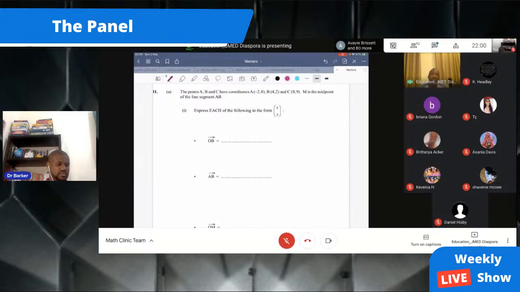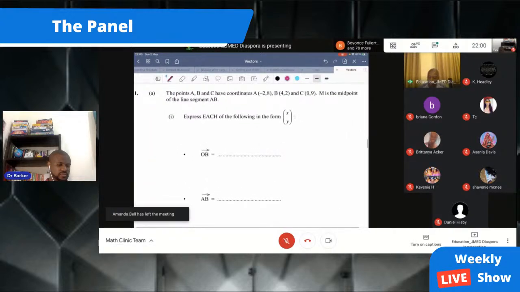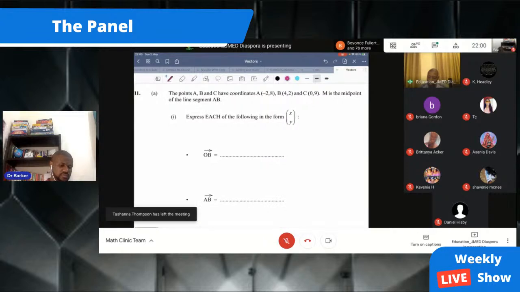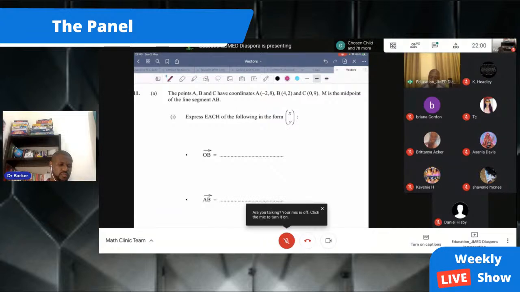The points A, B, and C have coordinates A being -2, 8, B being 4, 2, and C being 0, 9. M is the midpoint of the line segment AB. Okay, it's working. It says express each of the following in the form XY. In other words, they're saying express it in vector form. That's all they're asking us.